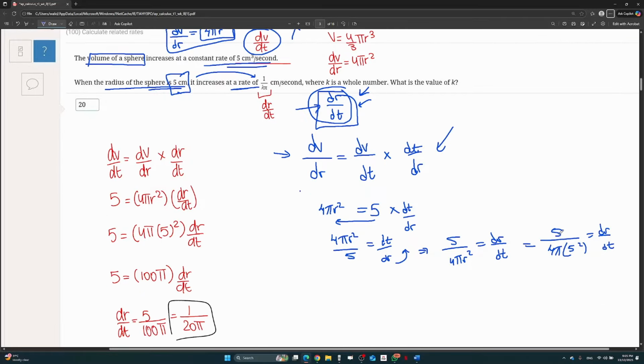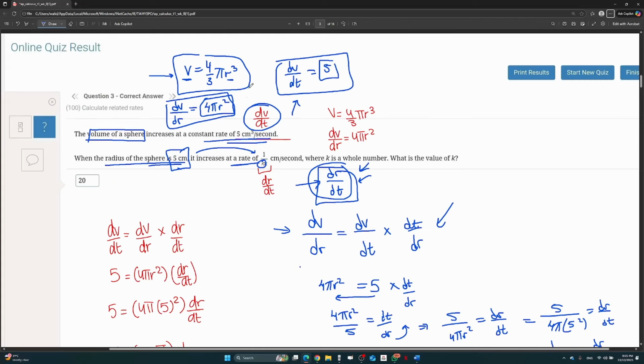Then doing this, you're going to get 1 over 20 pi is equal to dr by dt. They're asking what's the coefficient of pi? Simply 20. Always when you're working with a rate question like this, take down everything you see in the question.